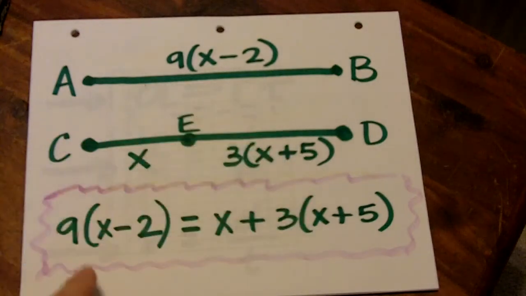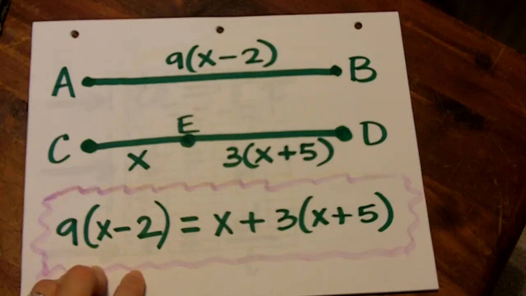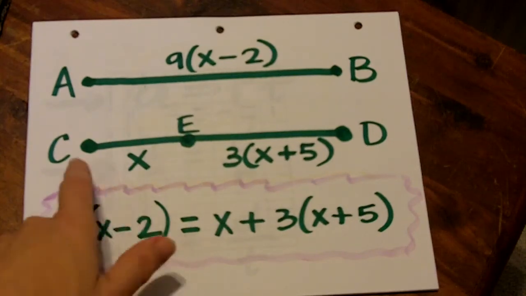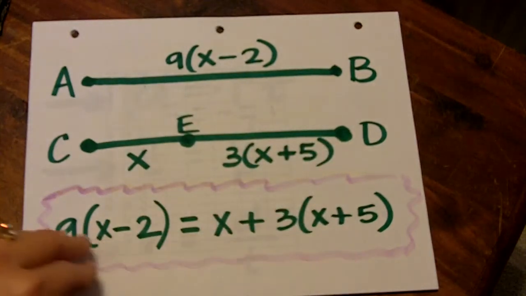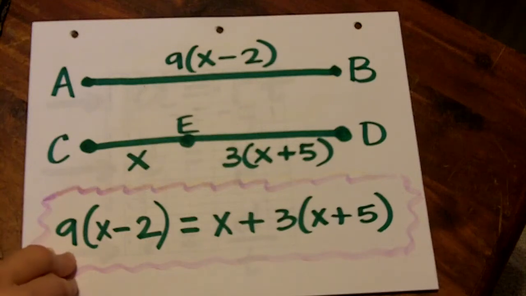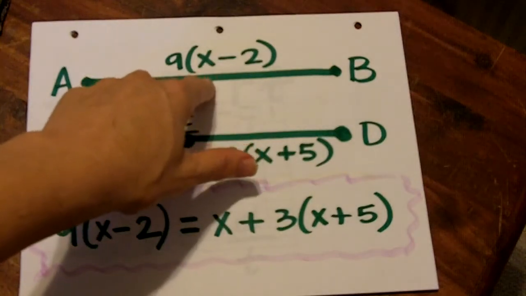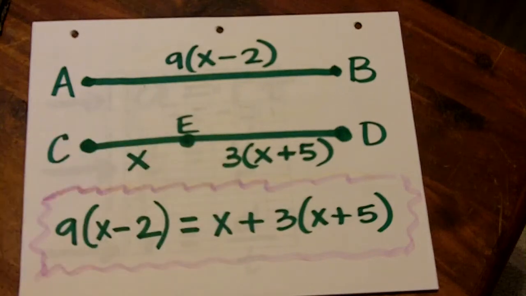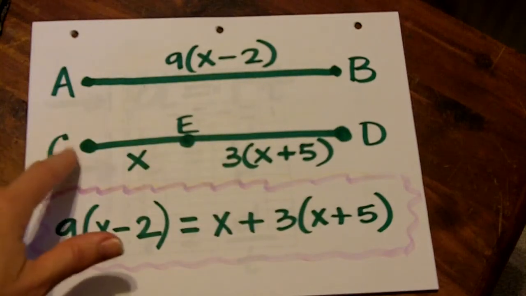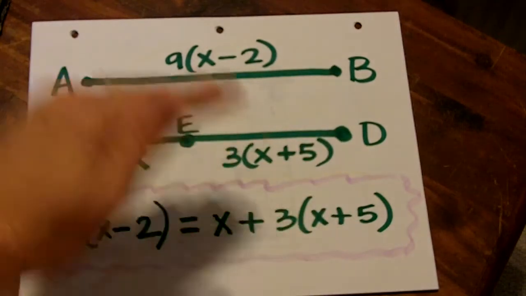Then you took line segment AB, which is equal to CD, and you said that AB, which is 9 times the quantity of x minus 2, is equal to CE, or x, plus ED, or 3 times x plus 5. And then you were able to solve that equation for x, and then take that value of x and plug it back into the expression for AB, the expression for CE, and the expression for ED, and you came up with 3 different values. You could check that value by seeing that if you added CE plus ED, you should get the same value that you had for AB.